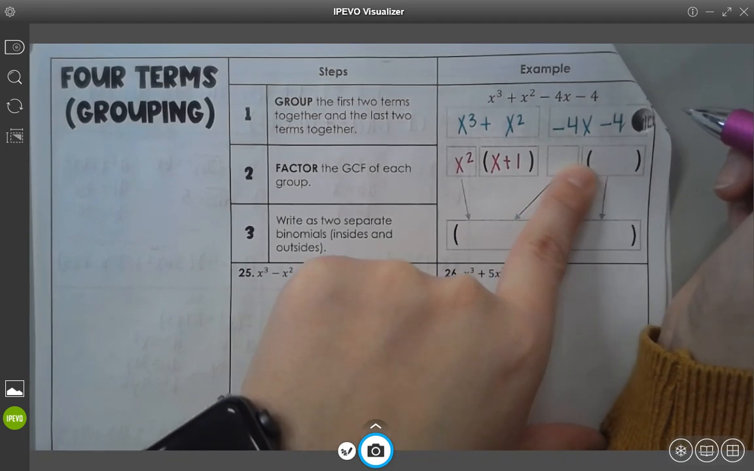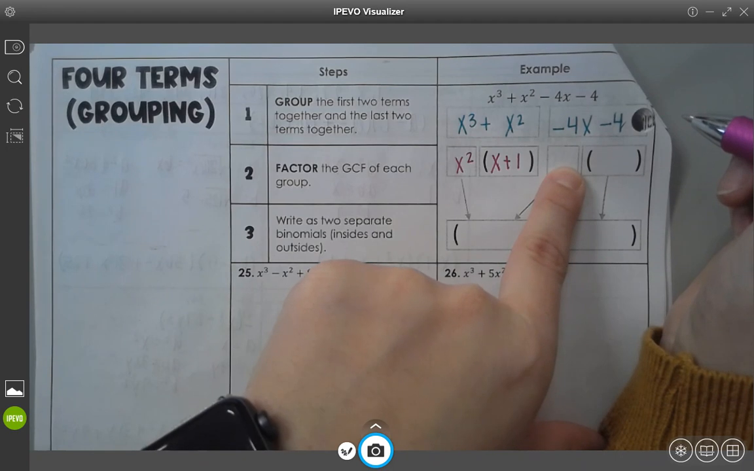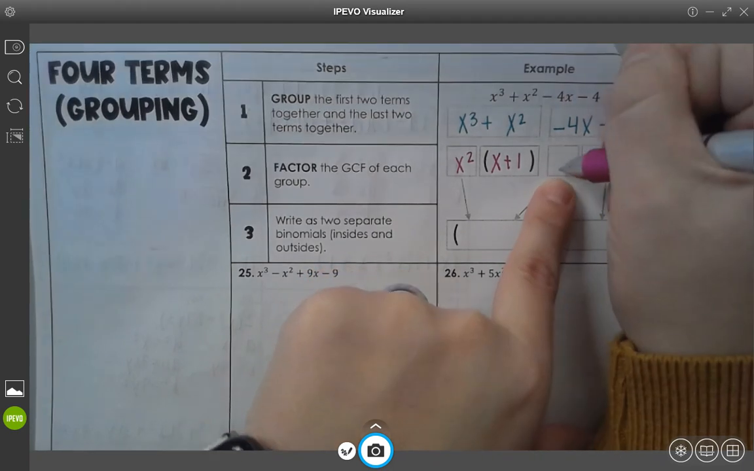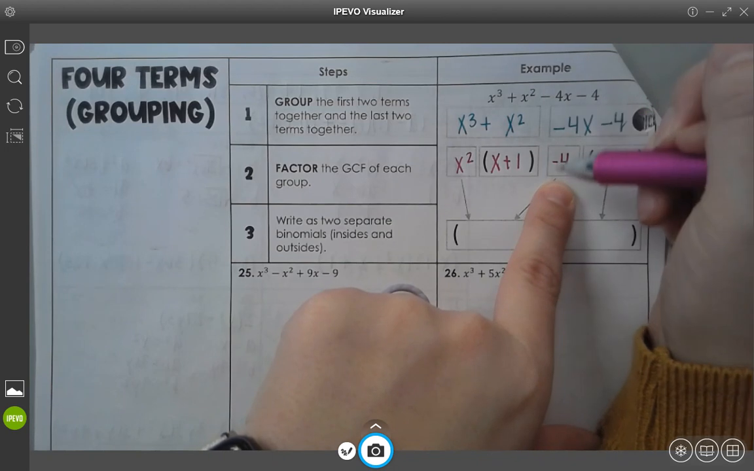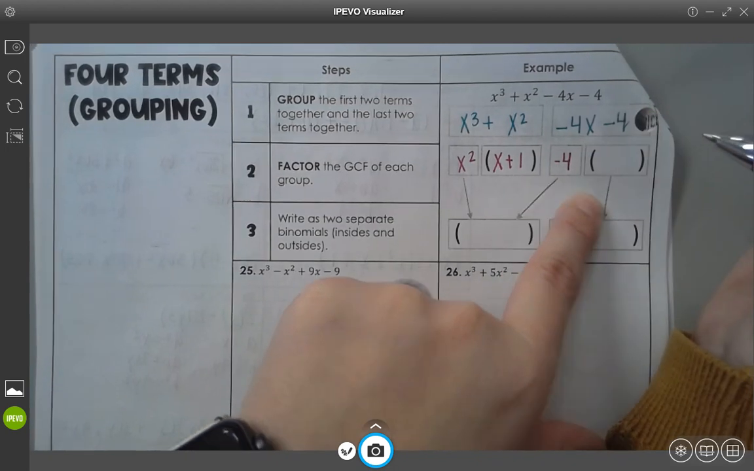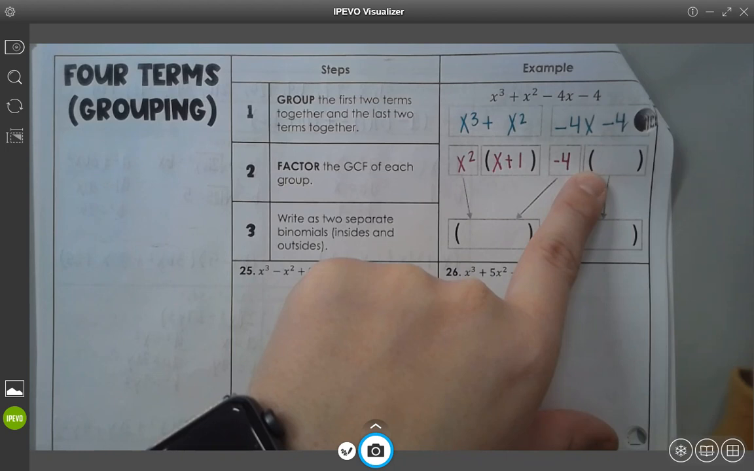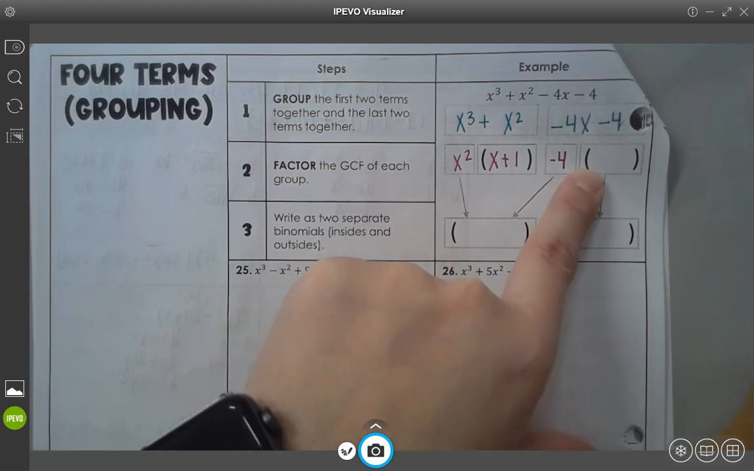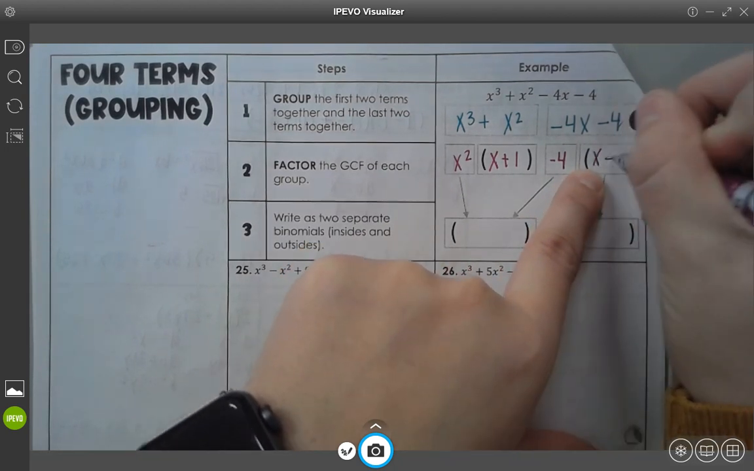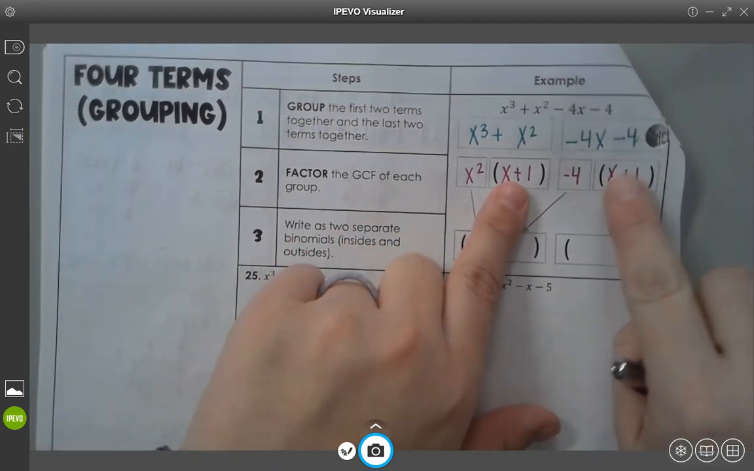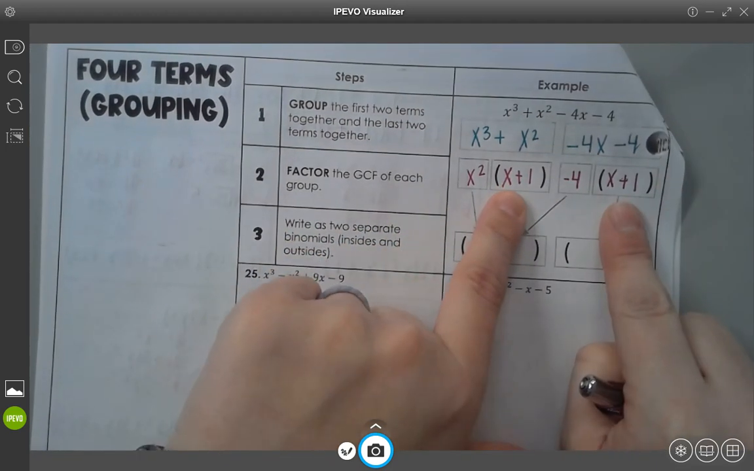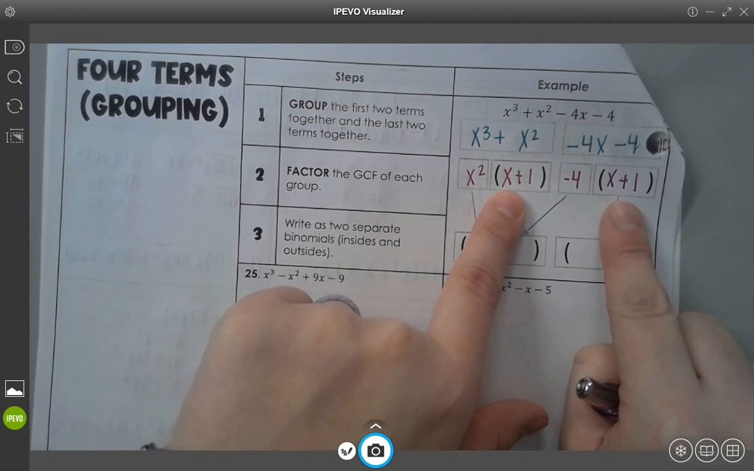What if I factor out the GCF of this side? It needs to be the negative 4. If your first term is negative, it's negative. So then if I divide both of those by negative 4, what do I have? X plus 1.